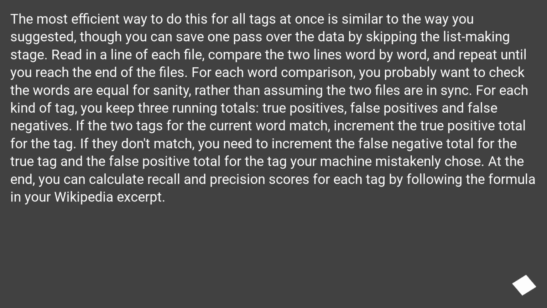For each kind of tag, you keep 3 running totals: true positives, false positives, and false negatives. If the two tags for the current word match, increment the true positive total for the tag. If they don't match, you need to increment the false negative total for the true tag and the false positive total for the tag your machine mistakenly chose. At the end, you can calculate recall and precision scores for each tag by following the formula in your Wikipedia excerpt.